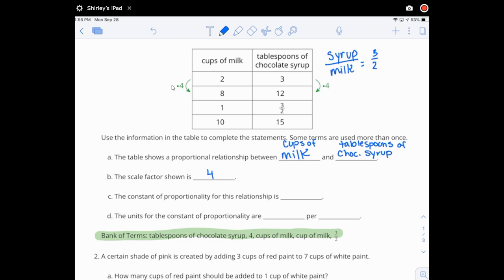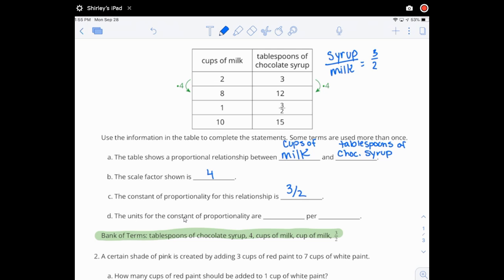The constant of proportionality for this relationship is, and constant of proportionality, that's just your unit rate, and that's just your ratio. It all means the same thing. A lot of different language, all meaning the same thing. As we get further in math, we just like using really complicated words for some reason. But constant of proportionality is just that ratio, and it's just that same unit rate that you did last year in 6th grade. So constant of proportionality is 3/2. Okay.